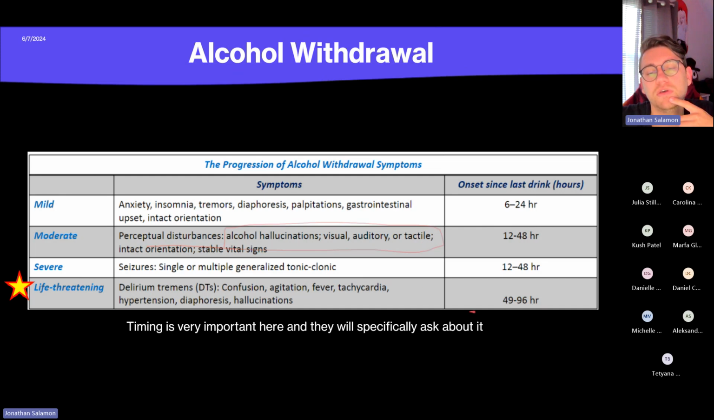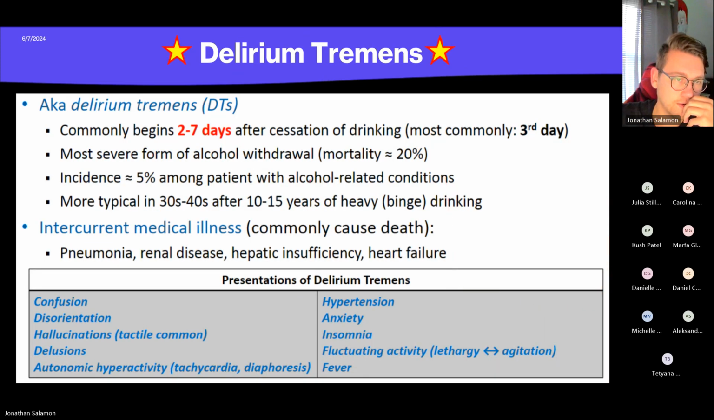Just because they're hallucinating, it could be, if it's clear they're withdrawing from alcohol, but hallucinations alone don't make it delirium tremens. They need to be sick, and it has to have been at least 48 hours for them to consider it DTs. If they're hallucinating but their vitals are stable, it's not DTs. They have to be in rough shape. But this is timing. The timing is the important thing here. Yeah, 2 to 7 days, 5%, blah, blah, blah, right?